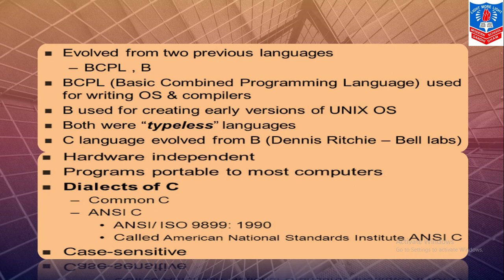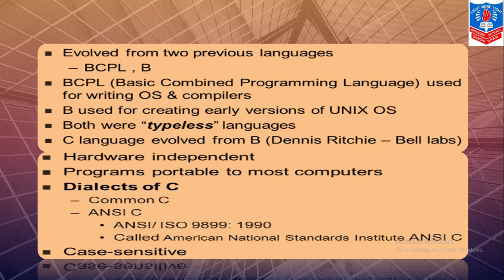C was evolved from the 2 previous languages, that is BCPL and B. BCPL is what? Basic Combined Programming Language, used for writing OS and compilers. OS is what? Operating systems. B was used for creating early versions of the Unix operating system. Both were typeless languages. C language evolved from B, by Dennis Ritchie in Bell Laboratories.